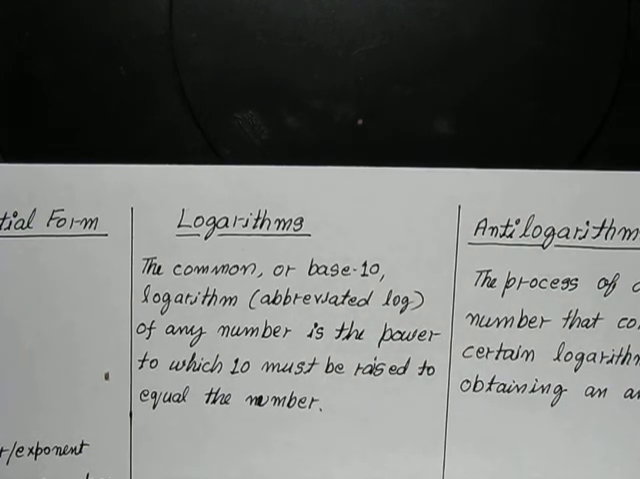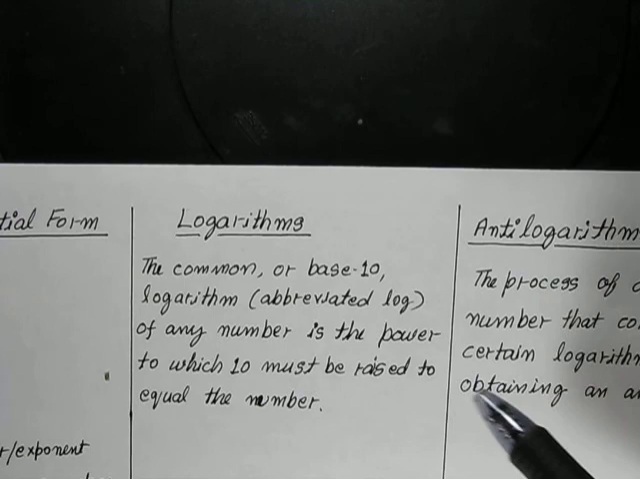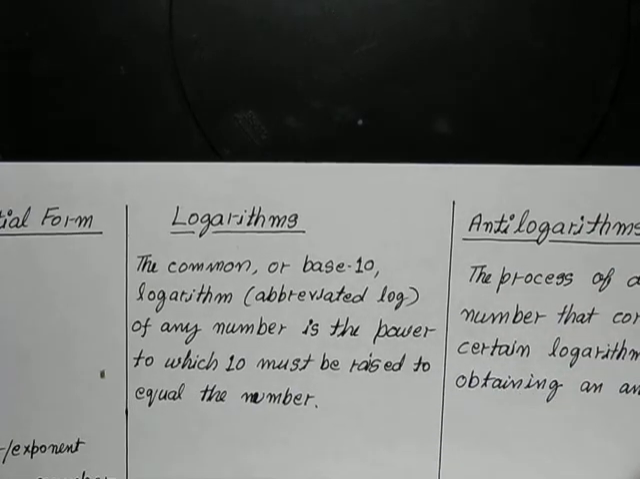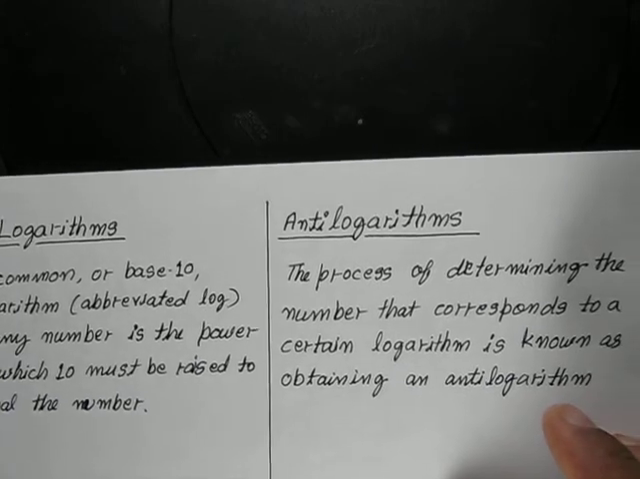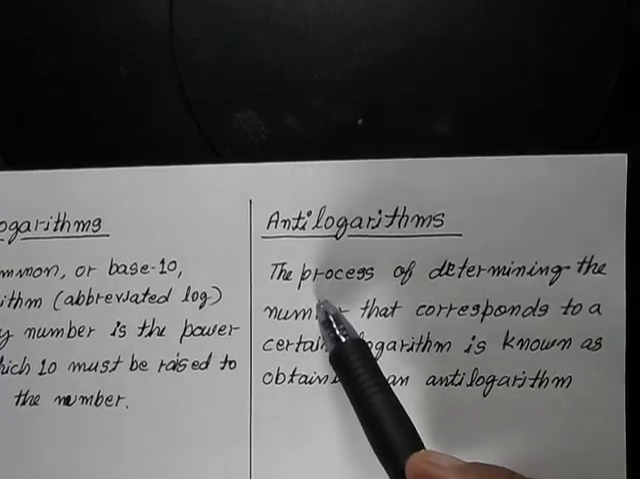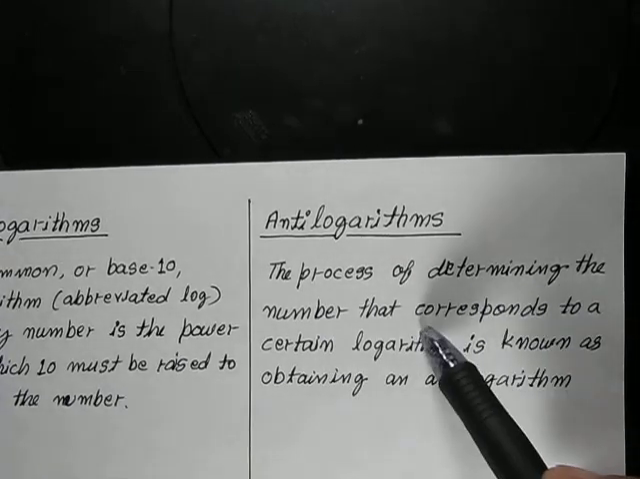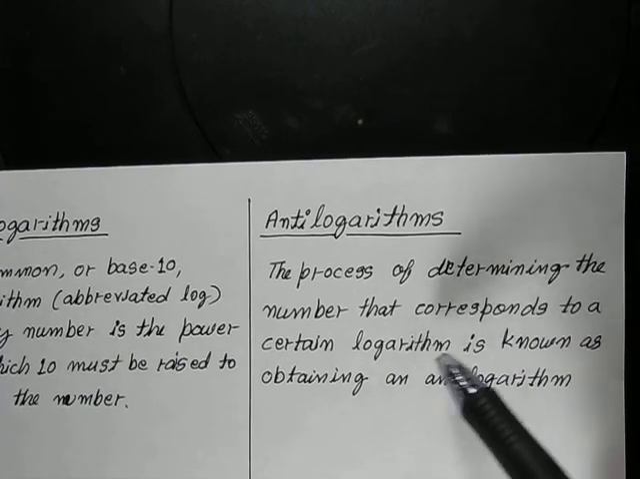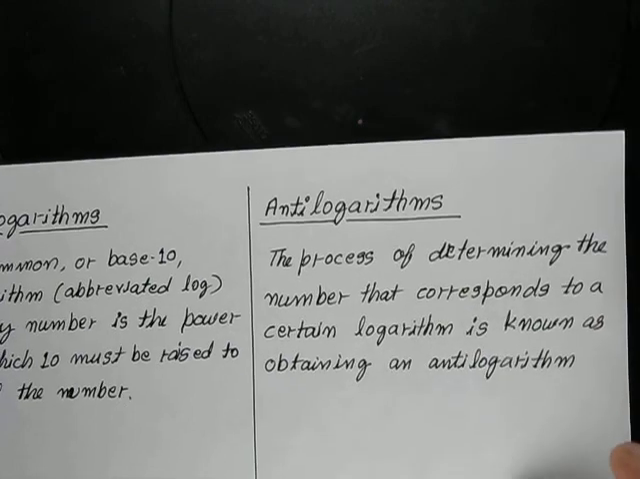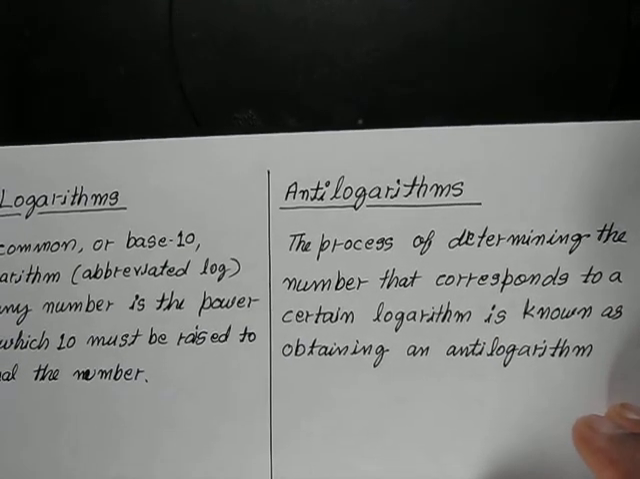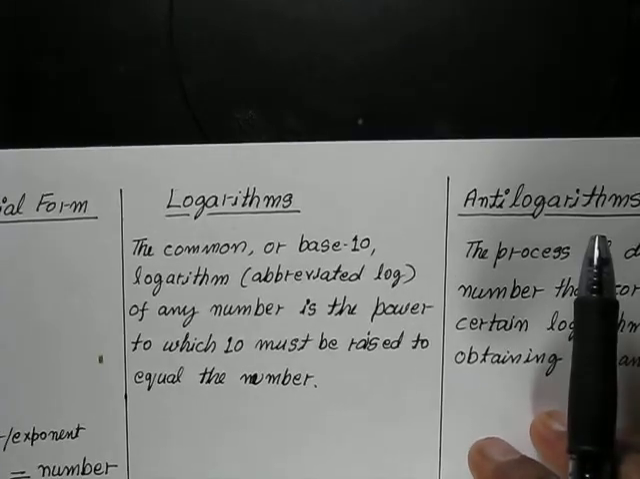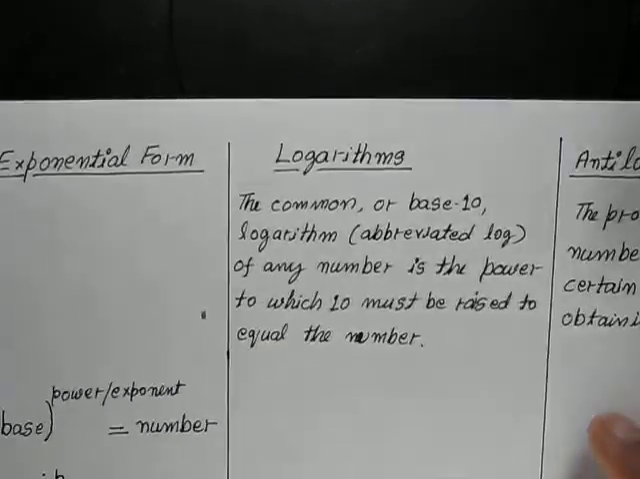This definition is very technical, so to understand it I will give you some examples, and then it will be very easy to understand. What about the anti-log definition? The anti-log definition says the process of determining the number that corresponds to a certain logarithm is known as obtaining an anti-logarithm. So let's understand the exponential form of a number, logarithm and anti-logarithm.